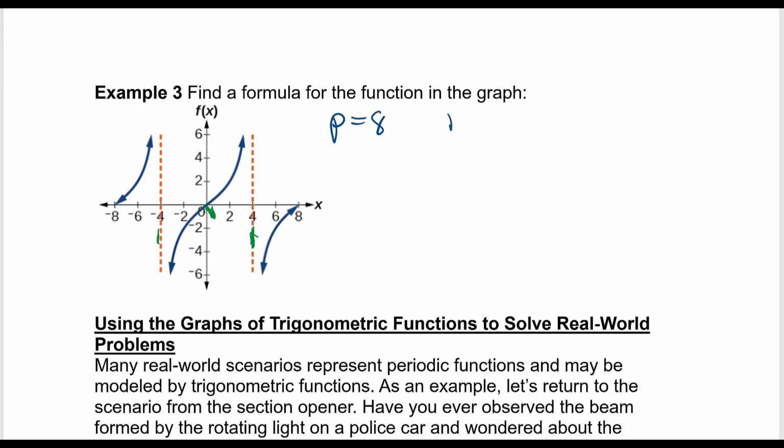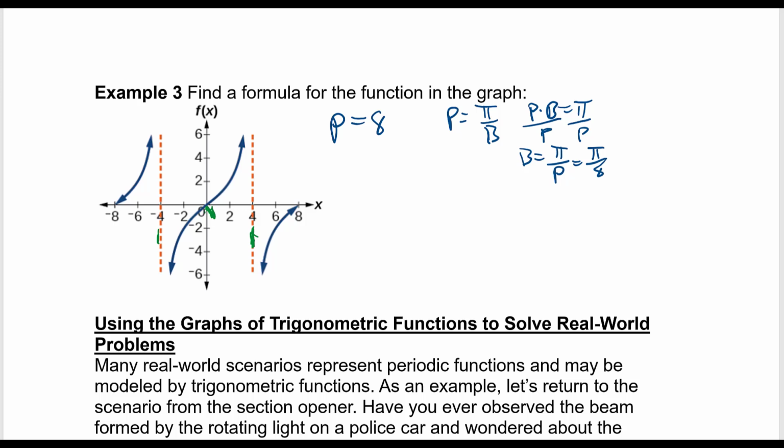So remember that period equals pi over b. If I were to solve for b, p times b equals pi. And if we divide by p, b equals pi over p. So it's pi over 8. That's where they came up with that.